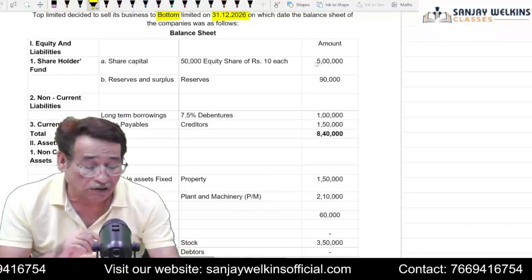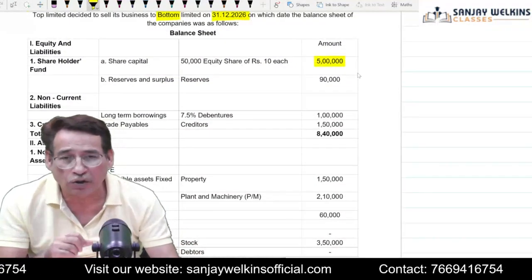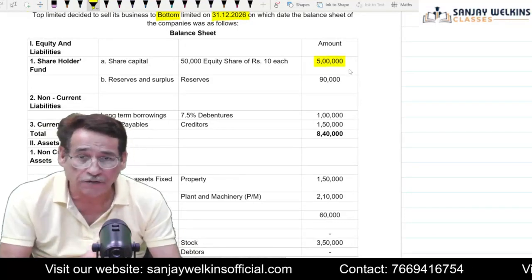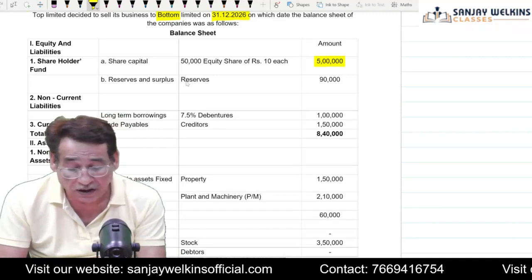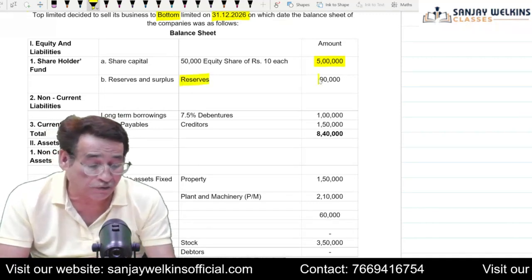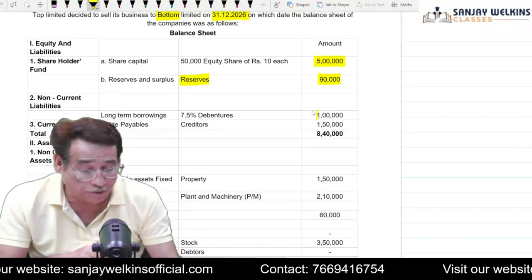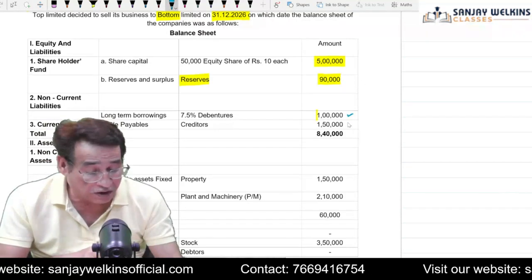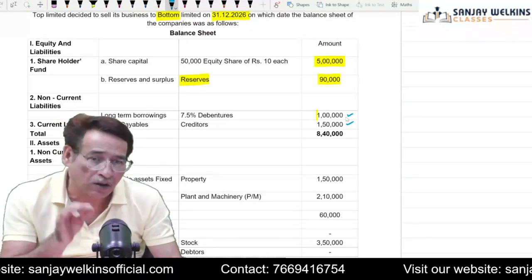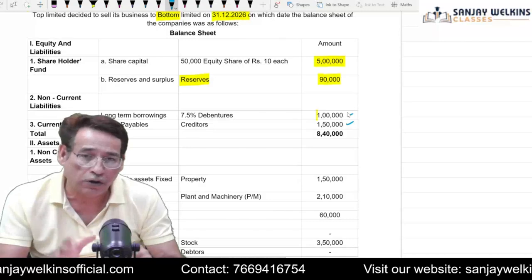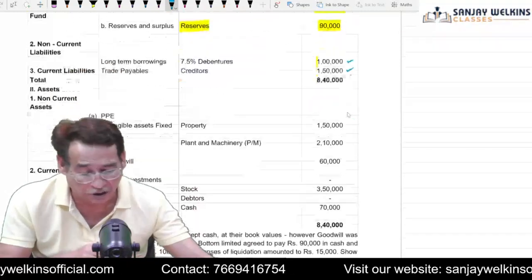In the balance sheet, the first item is share capital. Where are you going to take this item to? You are going to post it to the credit side of the shareholders account. Besides that, we have reserves. Reserves will also find place on the credit side of the shareholders account. Then we have two liabilities, debentures and creditors. I have already told you, irrespective of whether liabilities are taken over or not, you are going to post them on the credit side of the realization account.